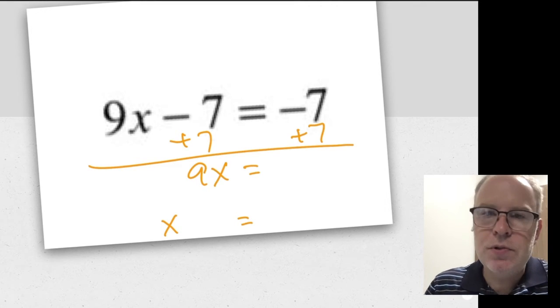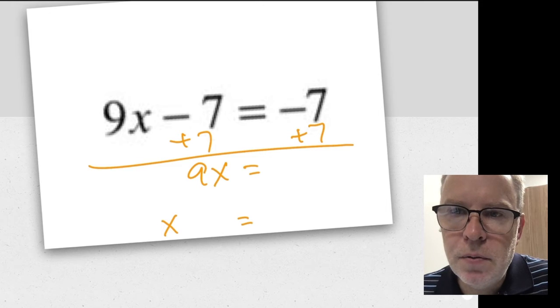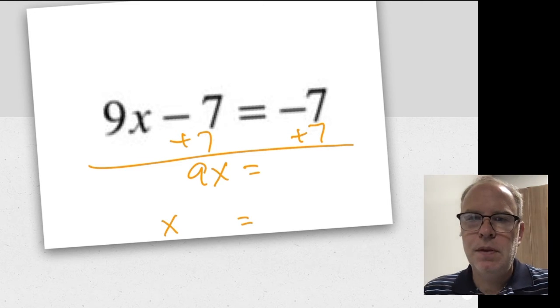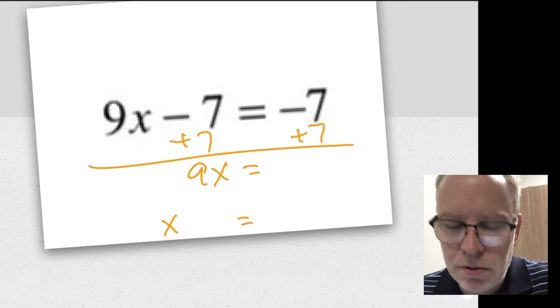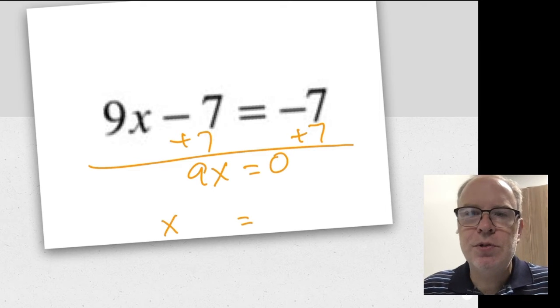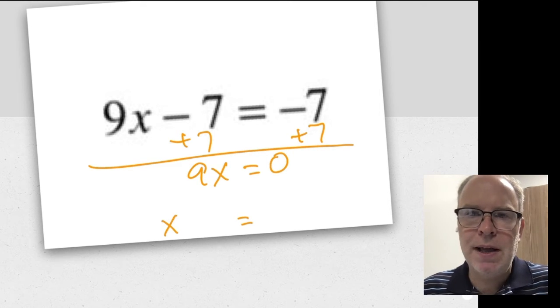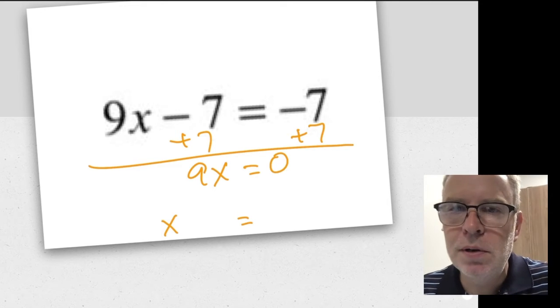9x equals, wait, what? What's -7 plus 7? Don't say impossible. It's the number 0. And zeros are numbers too, so I'm going to write that down. I'm going to write the number 0. All right, we don't discriminate against zeros. Zeros are numbers too, people.